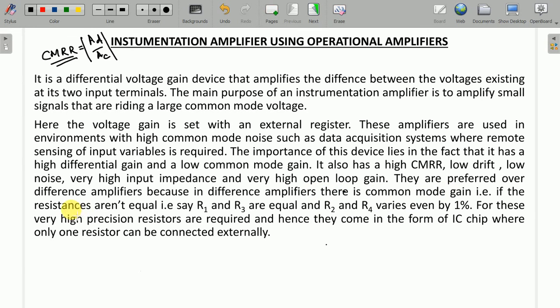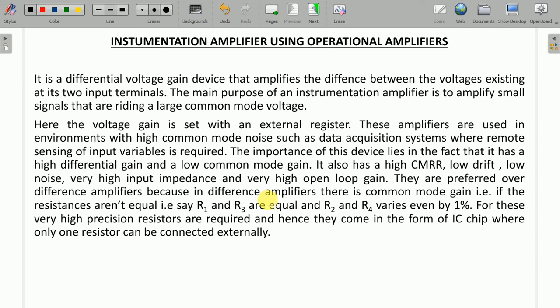They are preferred over difference amplifiers because in difference amplifiers there is common mode gain. होता क्या है, if the resistances are equal, say R1 and R3 are equal and R2 or R4 varies even by 1%, तो there will be a common mode gain. तो ये common mode gain को हमको हटाना है, we need to discard this. So that is why difference amplifier के जगह पे instrumentation amplifier use किया जाता है, because you must have said कि why not difference amplifier भी तो वही करता.